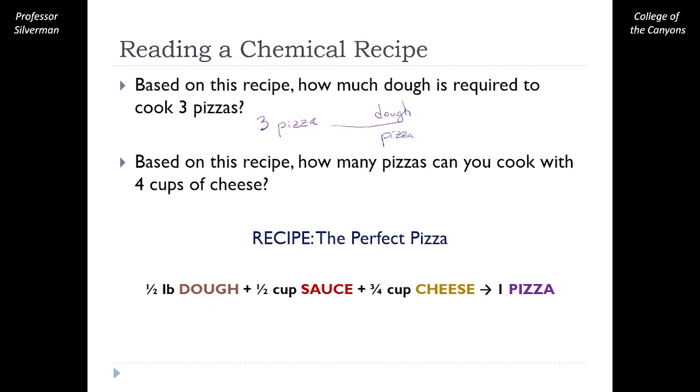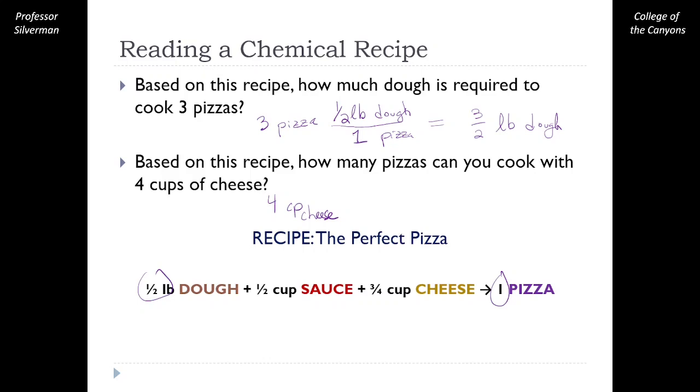In order to figure out this conversion, we want to look at our recipe. Well, every 1 pizza requires half a pound of dough. So we can put those numbers into our conversion. Great. If you want to cook 3 pizzas, you need 1.5 pounds of your pizza dough.